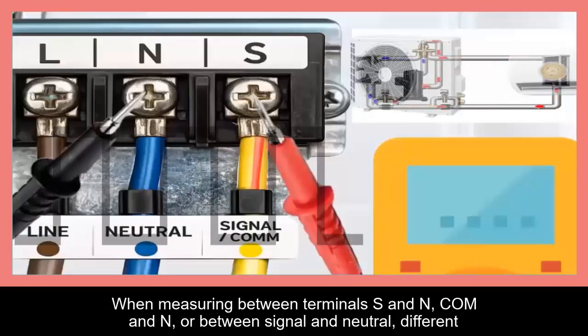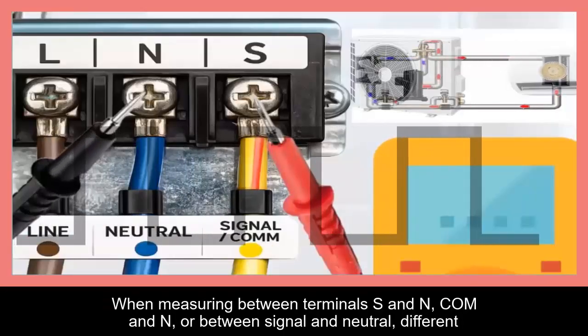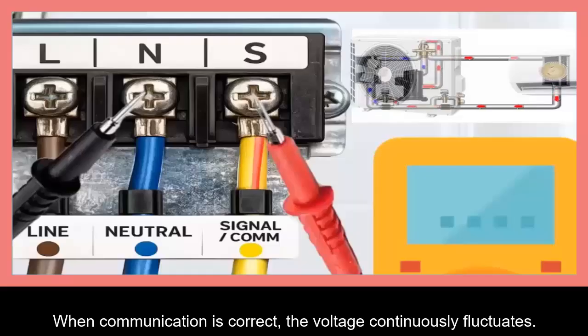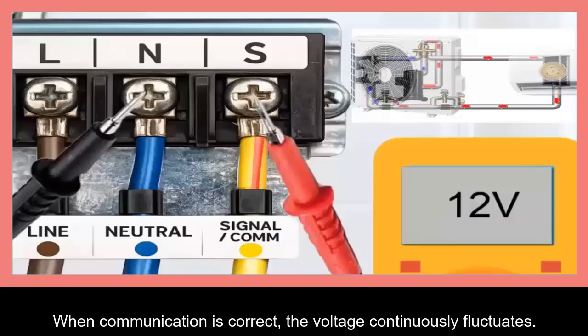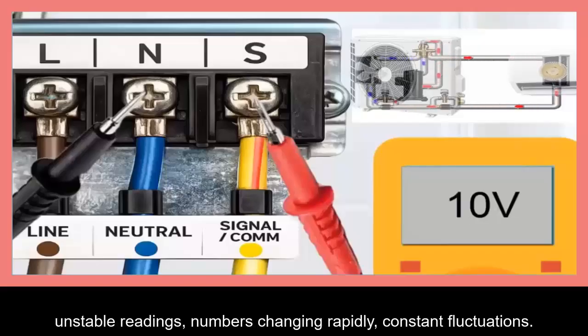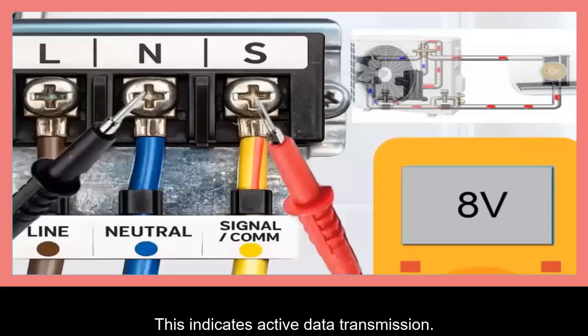When measuring between terminals S and N, COM and N, or between signal and neutral, different behaviors may be observed. When communication is correct, the voltage continuously fluctuates. Under these conditions, the multimeter will normally show unstable readings, numbers changing rapidly, constant fluctuations. This indicates active data transmission.